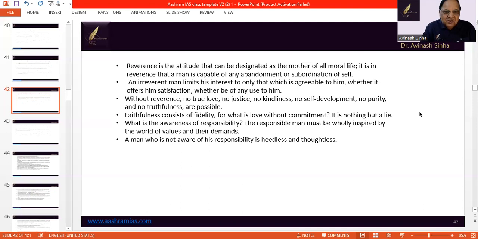Now, second is faithfulness. Faithfulness refers to fidelity. For what is love without commitment? It is nothing but a lie.